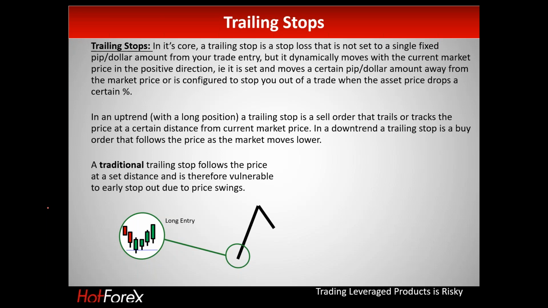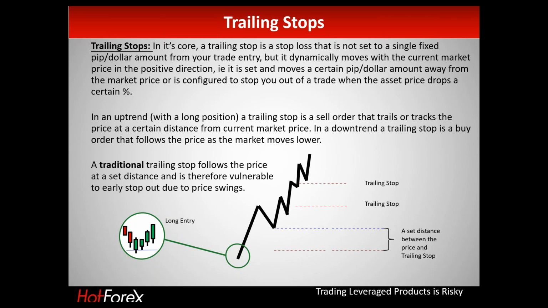For example, okay, let's put all the lines on. Perfect. So, for example, over here we are in an uptrend. In an uptrend, a trailing stop is a sell order that trails or tracks the price at a certain distance from the current price, okay? So let's see first the uptrend. So here we have an uptrend, right? So the price is moving higher and higher.